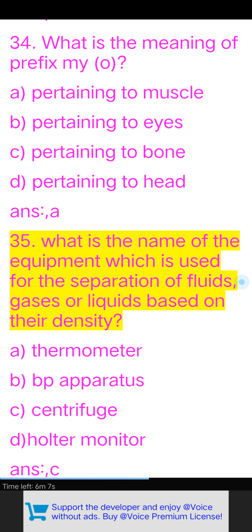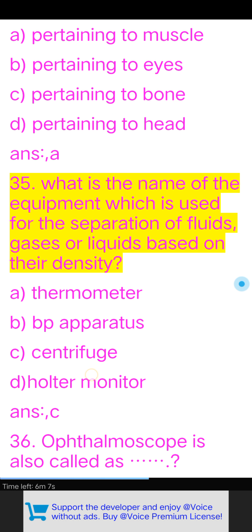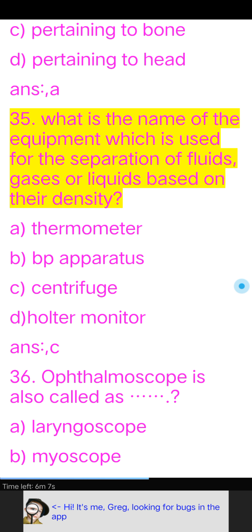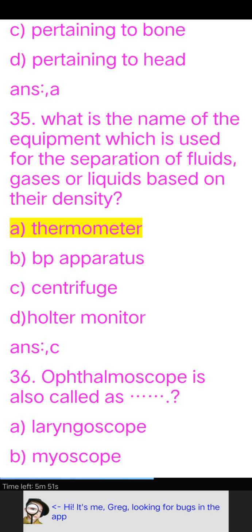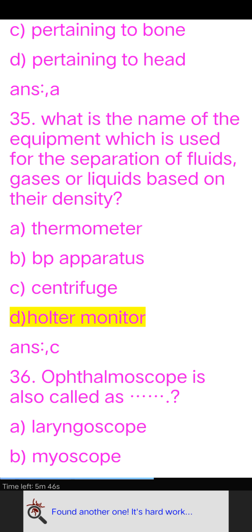Answer: A. 35. What is the name of the equipment which is used for the separation of fluids, gases or liquids based on their density? A. Thermometer. B. BP apparatus. C. Centrifuge. D. Holter monitor.